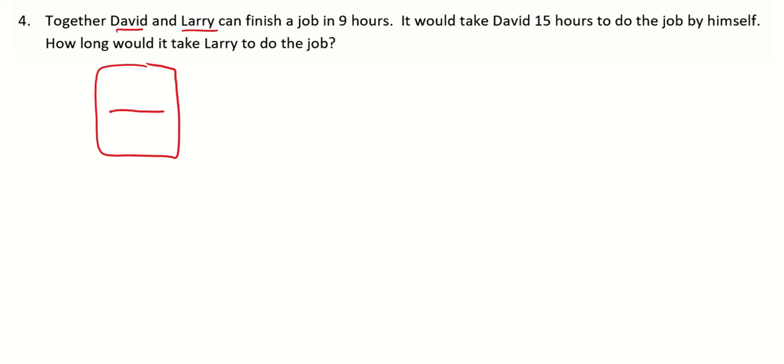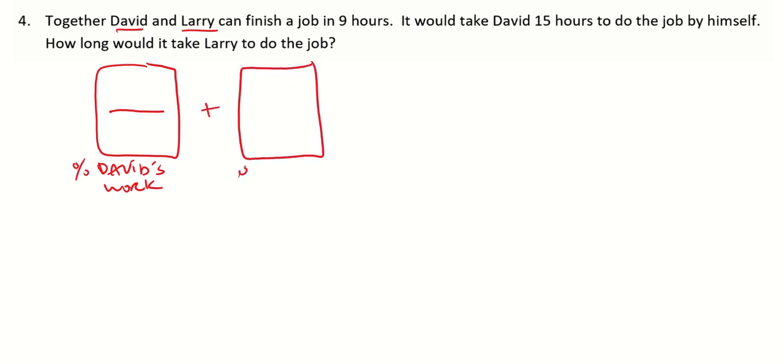This is the amount that David does, David's work, workload or whatever. So this fraction describes the percentage of David's work. And then you have another fraction over here, and this is the percentage of Larry's work. So two people working together, and then you're told that when you work together and everything's finished, the fraction or the percentage equals 1.